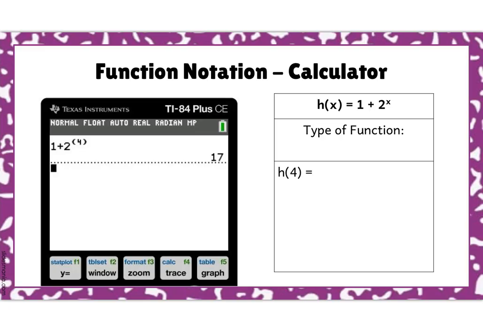So in my example here, I have my function h of x. Because my variable x is in the exponent, I know that this is an exponential function. So I know this means everywhere I see the variable x, I'm going to replace it with the number 4. Notice how I am putting parentheses around the number I am replacing. I should be able to do that in my calculator in order to ensure that my calculator does order of operations correctly.